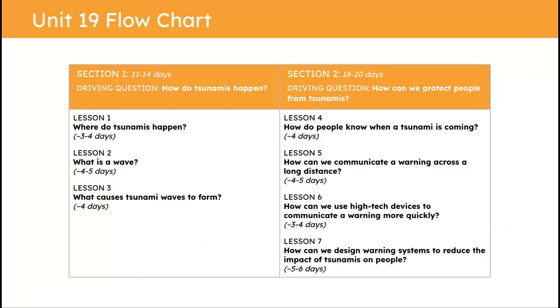This unit is divided into 2 sections. Each section has a driving question designed to reflect what we anticipate students would naturally ask through their learning process. Section 1 includes 3 lessons. Introducing the anchoring problem happens during the Engage portion of Lesson 1. Section 2 includes 4 lessons. Overall, the unit should take about 29 to 34 days to complete.